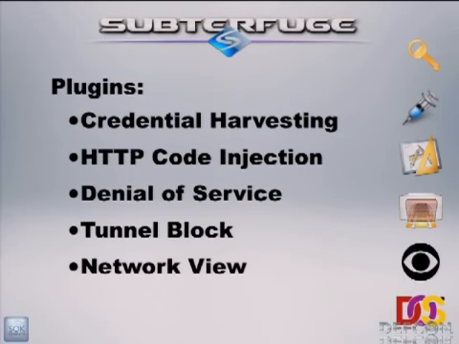And we're also going to have a demonstration of Network View. It's a really unique feature of Subterfuge. It's a whole new way of visualizing the attack as it's happening. It's a dynamic view that updates and lets you visually see the network as you're attacking, and who exactly you're man in the middle of.